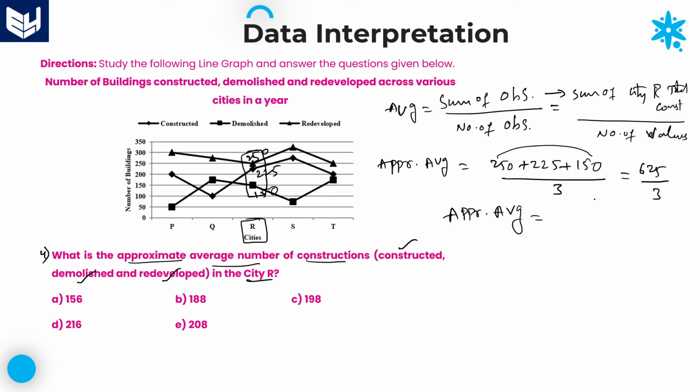Approximate average is equal to, here 3 twos are 6, and next 0, and next 3 eights are 24. So 208 1 by 3, that is the exact average if you want, but among the options very close to this value, 208 1 by 3, we have approximate average as 208. Therefore you just take it down as 208. That is the required approximate average of number of constructions in city R, that is 208. Among the options, 208 is there at option E. Therefore option E is the right answer for this question, option E.